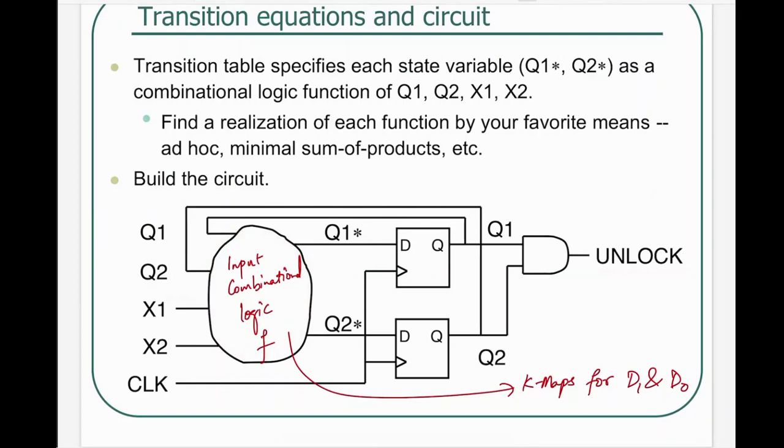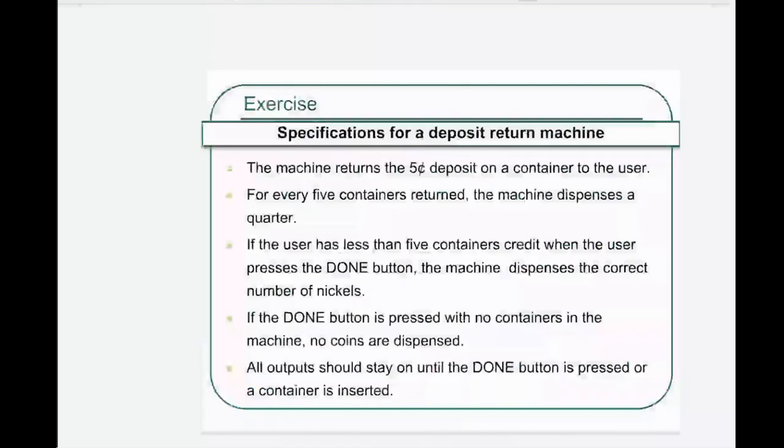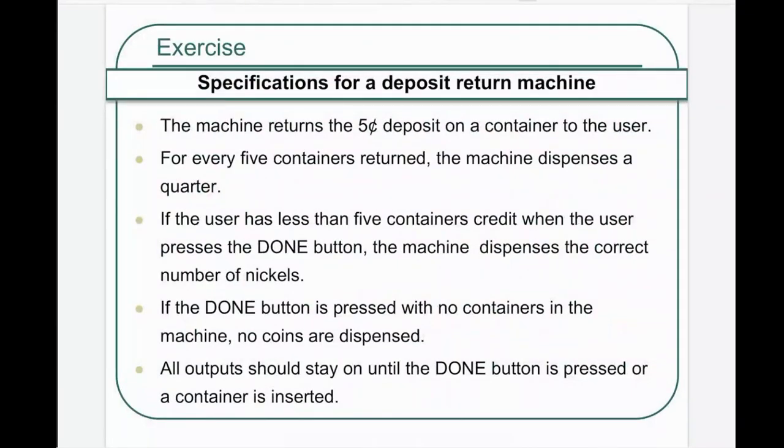All right, so next example that we will do is a deposit return machine. If we actually did that, we would still get points off it. You would get points for it, yes. Maybe not the full points, but you would get points for that because it would be right. That's right.